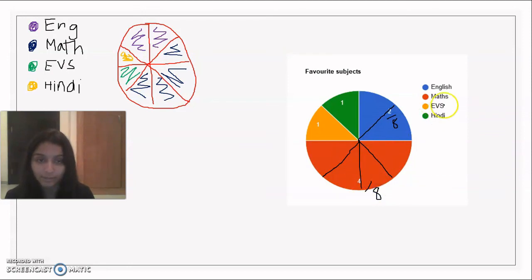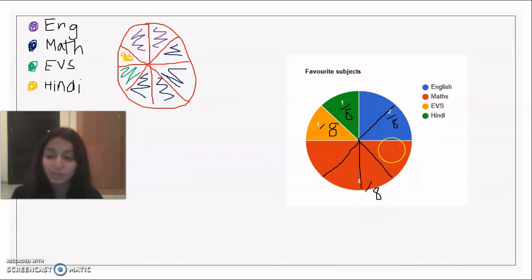And then again, the orange, which is EVS. So it's 1 part out of 8. And the green, which is Hindi, again, which is 1 part out of 8. So this is basically your pie chart.